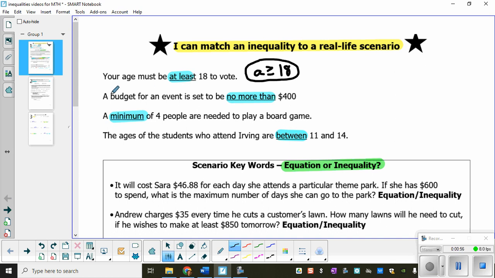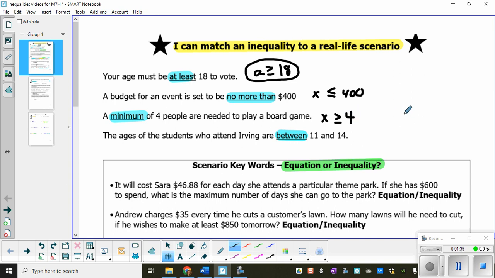All right, for the next one, a budget for an event is set to be no more than $400. So let's let X be the amount of money that you can spend, and 400 here is the maximum for our budget because we can spend no more than that, which means we can spend less than or equal to the 400. So X is less than or equal to the 400 if it's no more than 400. All right, a minimum of 4 people are needed to play a board game. So we need 4 or more people to play the board game. So if X is the number of people, we need more than or equal to 4 people to be able to play that board game.